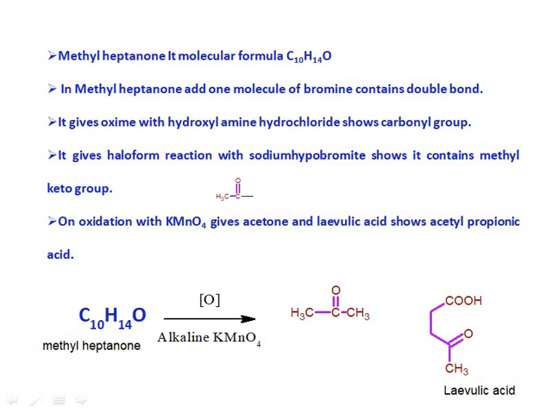Next point, we are preparing methyl heptanone. You know that methyl heptanone has the molecular formula C10H14. Some reactions can be done on this methyl heptanone. When we add one molecule of bromine to methyl heptanone, it means a double bond is present in methyl heptanone.